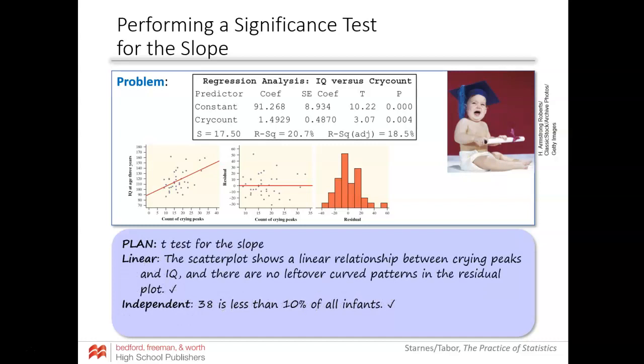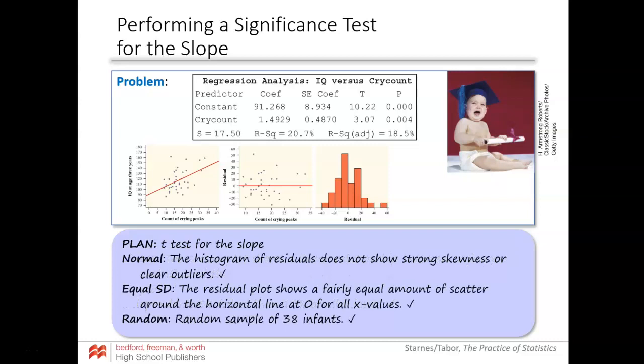We are going to perform a t-test for slope. And the data is pretty linear. If you look at the residual plot, there's kind of a hot mess going on, so at least we don't see that leftover curved pattern. So check on that one. 38 is less than 10% of all infants, I'm sure. And the residuals were plotted, and there's no strong skewness, and there does seem to be a bar off to the side, but we're not going to consider that an outlier, simply because we need to move on. So just say there's no clear outliers there.